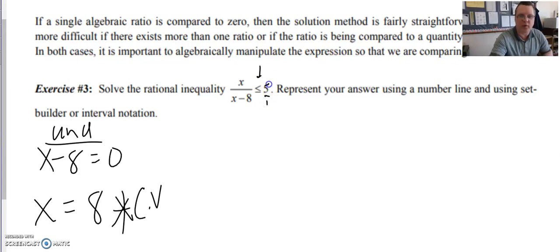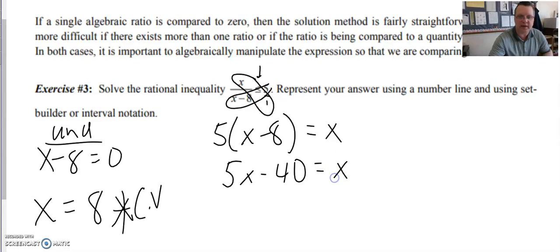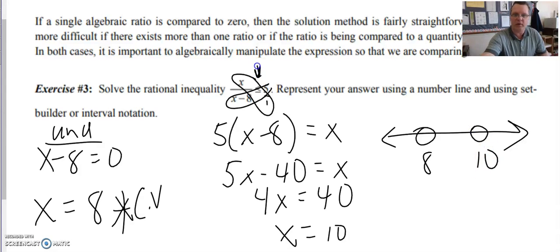Same process, put the 5 over 1, cross multiply, but this time it does not cancel. So we have 5x minus 8 equals x. Remember, make it an equal sign. So we have 5x minus 40 equals x. Bring this over, 4x equals 40, x equals 10. So these are the two values you're going to test. And we have 8 and we have 10. Now remember, up here was the equal to, so we can shade in the 10. Do not ever shade in the critical value number.